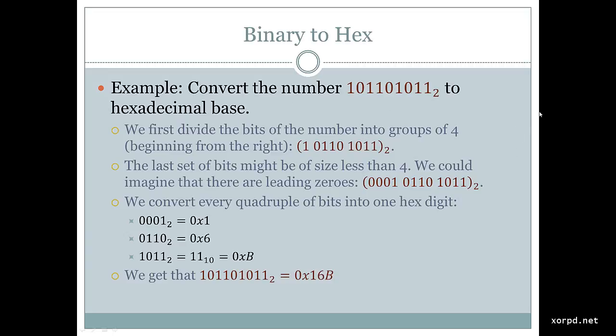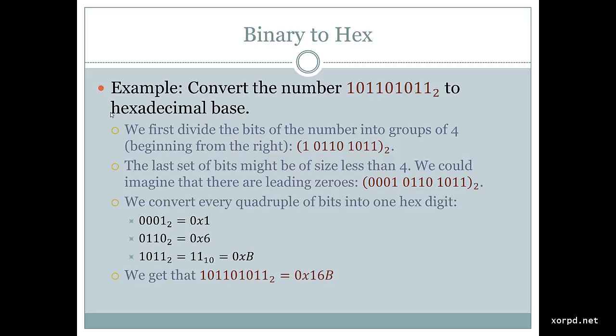Example: convert the number 1011011011 in base 2 to hexadecimal base. This is actually the reverse question regarding what we have seen. This time we want to convert a binary number to a hexadecimal number. So what are we going to do?